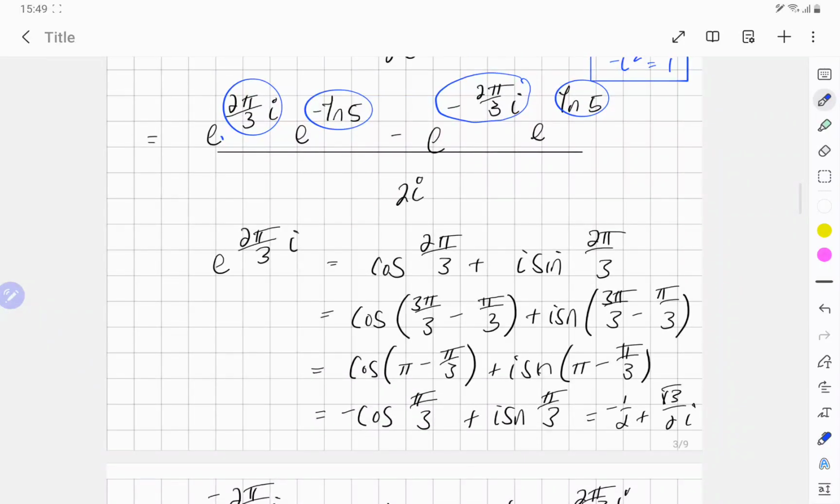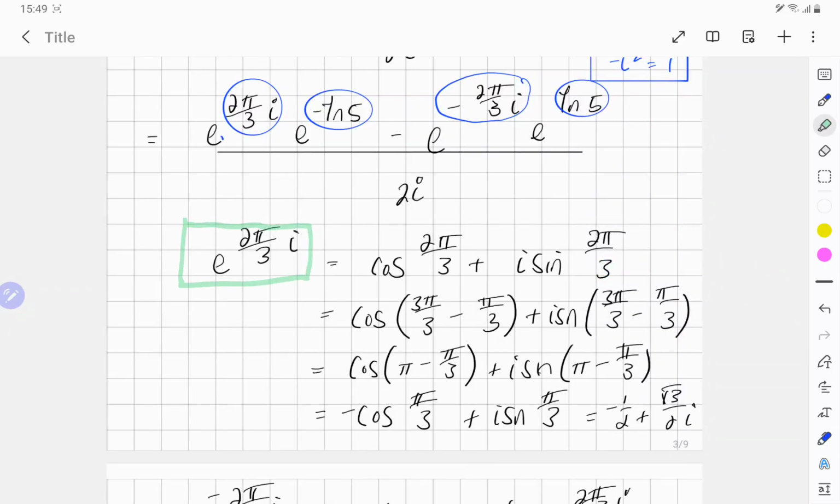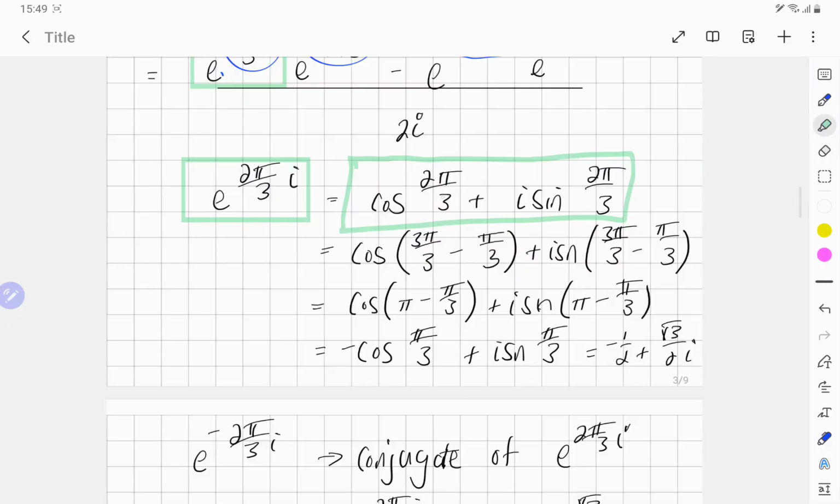Now we need to evaluate this part, e to the 2 pi over 3 i. So from Euler's formula, it is cos of the angle plus i sine of the angle. Now, if we have 2 pi over 3, just recall what do we do here?